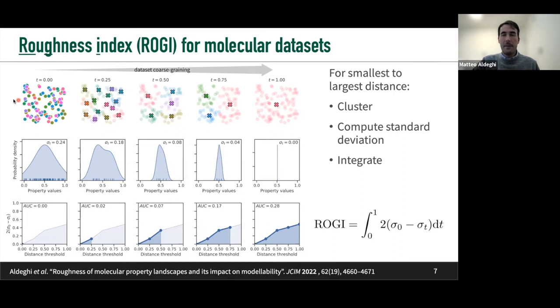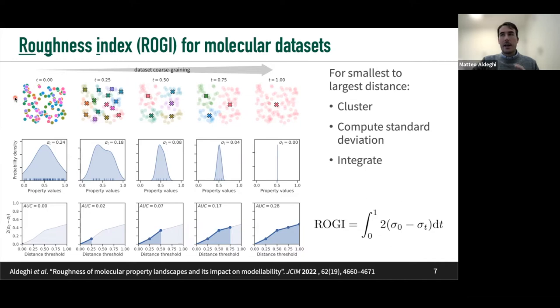And to create fake coarse-grained data sets, we can cluster them using a clustering algorithm. In particular, we use hierarchical clustering with complete linkage. So if we have clusters and say our threshold for clustering is 0.25, every two molecules within that cluster would be at most 0.25 from each other. So we define the maximum distance two molecules can be within a cluster. And then once we do the clustering, we can define a fictitious molecule which has the average property of the molecules in the cluster.